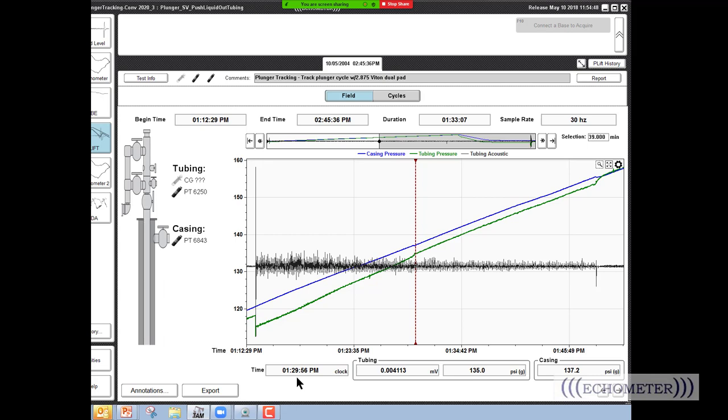And if there were a standing valve in this well, it would be leaking. And so this is what you'd see. You'd see this pressure difference get closer together. So that'd be the answer. Yes, you can see that.